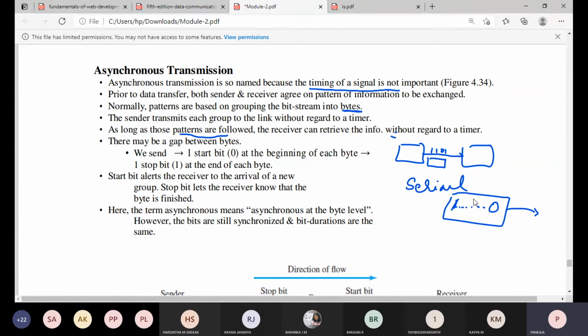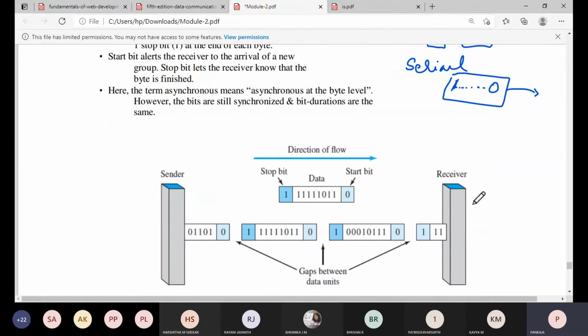The start bit alerts the receiver to the arrival of a new group of data. I think we have a diagram here. You can observe the complete stream of data is grouped into bytes. For each byte we need to add the starting bit 0 to indicate this is the beginning of a new byte, and also after 8 bits, you need to add bit 1. These are not done by a human being; there are protocols that take care of all these things. The human cannot interact at the bit level. So the stop bit 1 indicates the stop.